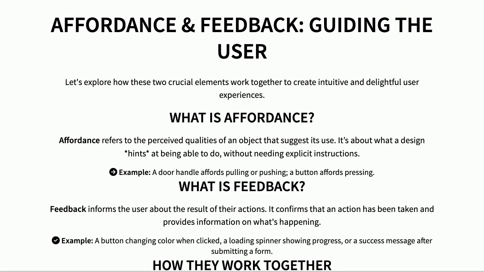Okay, let's talk about how we can make our design super intuitive, and that starts with affordance and feedback. Affordance is all about giving clues to the user about what something can do. Think of it as a hint, like a door handle suggesting you pull or push it. Now, feedback is when we let the user know what's happening based on their actions, like a button changing color when they click it, or a loading spinner telling them something's in progress. When these two work together, it creates an experience that just feels right and guides users without needing to be told every single step.